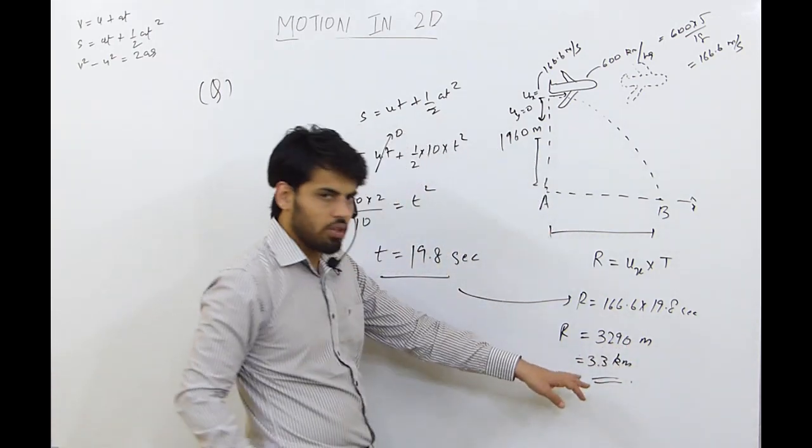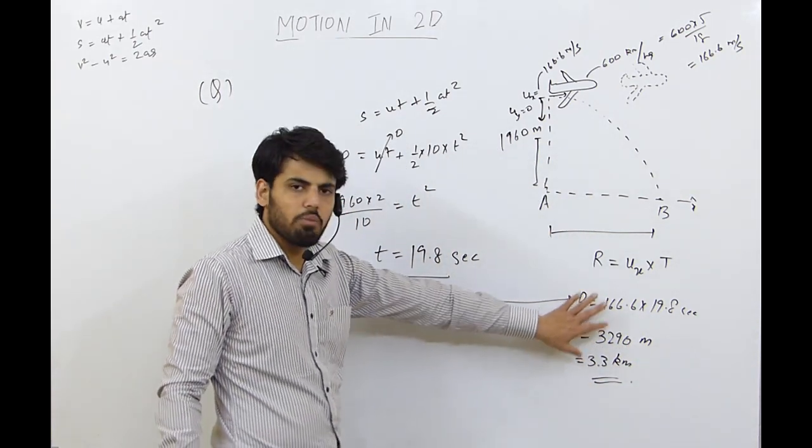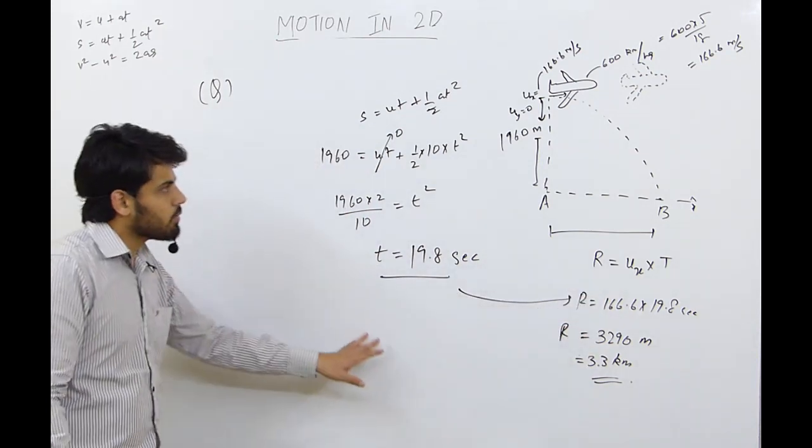If the option is in kilometer you can take this, and if the option is in meter, that is the answer. So I think it has been clear.